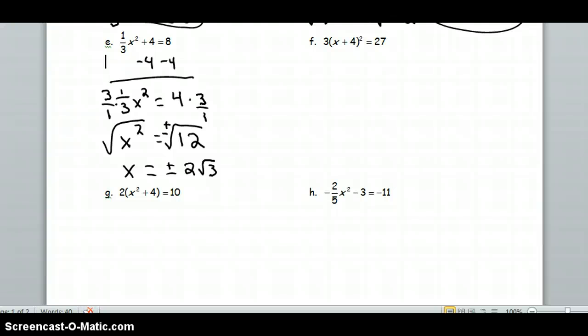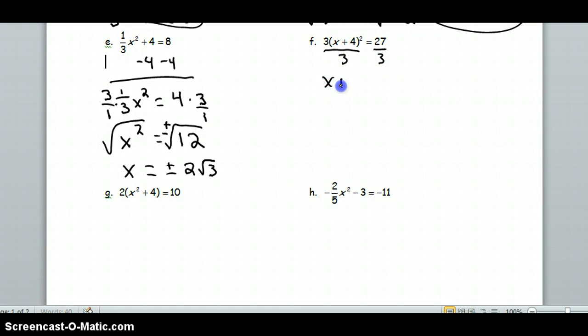All right, problem F. Now this does look a little different. At first you might think, oh, I have to FOIL this and then multiply by 3, and that would be a ton of work. But actually it's a lot shorter than that. Because this is one big product here, I can go ahead and divide both sides by 3.